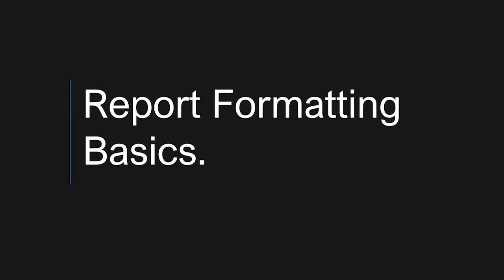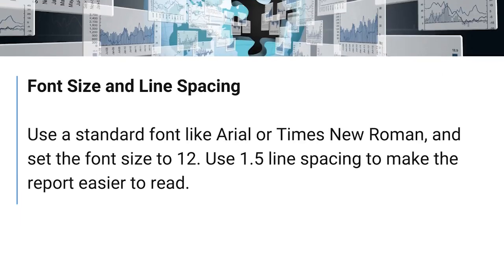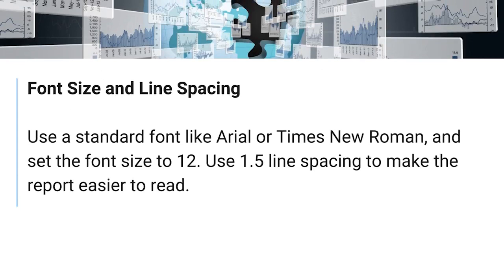Report formatting basics. Here are some basic tips to keep in mind. Page layout. Make sure to set the page layout to A4, unless otherwise specified. Always be sure to set the margins to 1 inch on all sides. Font size and line spacing. Use a standard font like Arial or Times New Roman, and set the font size to 12. Use 1.5 line spacing to make the report easier to read.